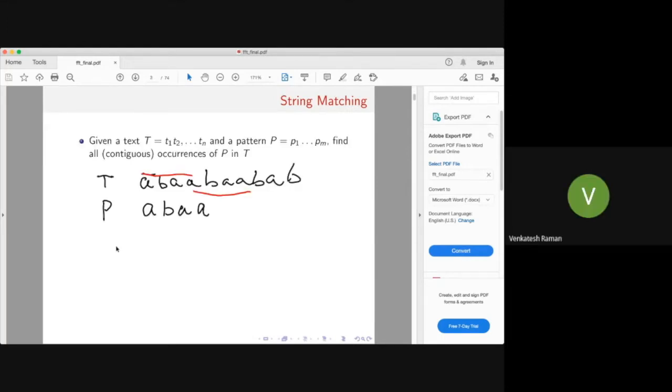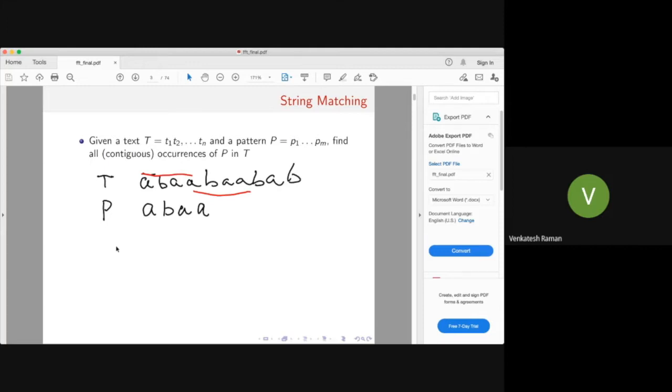So here is a string matching problem. You are given some text. I've written one, A, B, A, B, A, B, over some finite alphabet, and the pattern P. And the question we want to ask in the string matching problem is to find all occurrences of this pattern in the text. And when we say occurrences, it's just a contiguous occurrence. So for example, this pattern occurs at 2 places in this text.